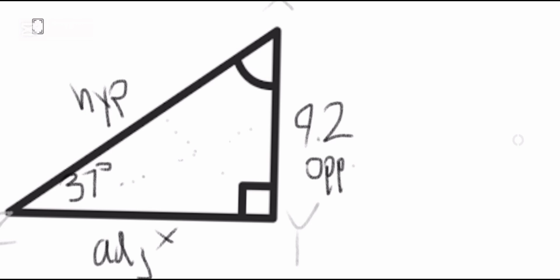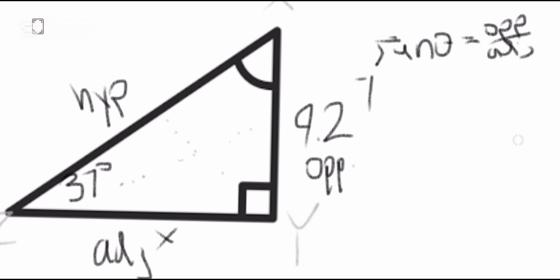So let's use the formula right here. Tan theta equals opposite over adjacent. Then we plug in the known values. We know the angle, so we can replace theta with 37. We also know the opposite side is 9.2. And then we can replace adjacent with x, because that's the side we're trying to find.